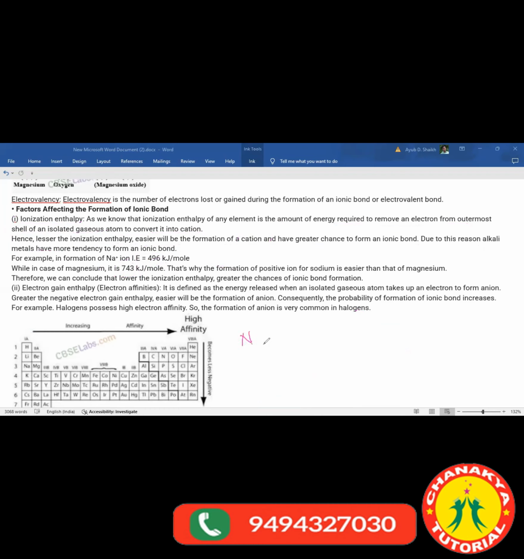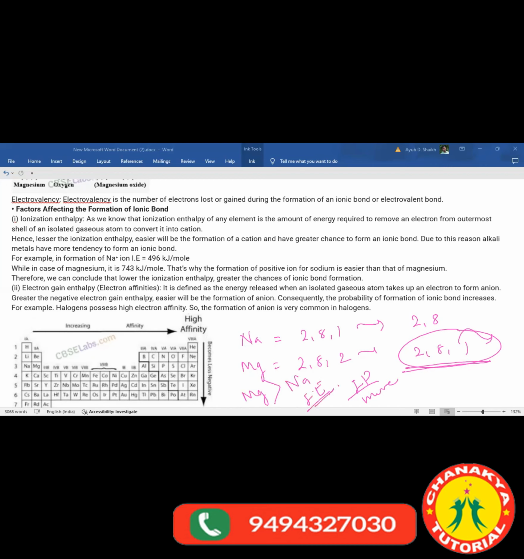Sodium has the 2, 8, 1 electronic configuration. For magnesium, it will be 2, 8, 2. If you remove one electron from sodium, it completes its octet, right? But for magnesium the octet wouldn't be complete, so to complete its octet, one more electron needs to be lost. Hence its ionization enthalpy is more as compared to sodium. Magnesium has more ionization enthalpy than sodium.